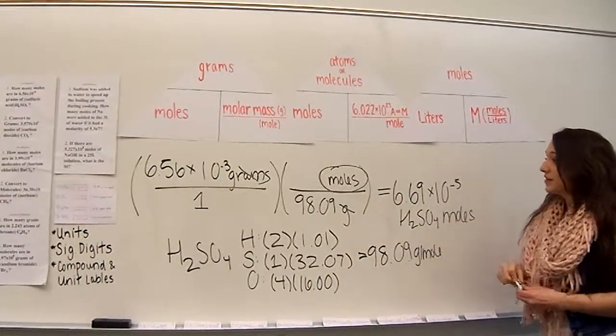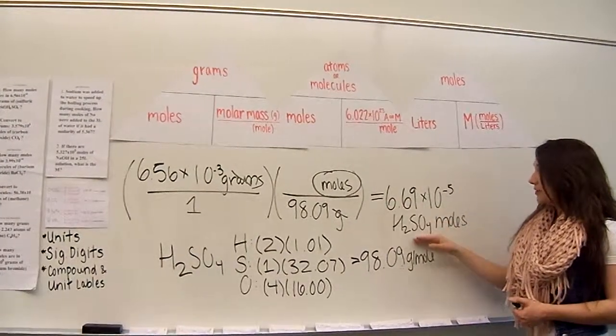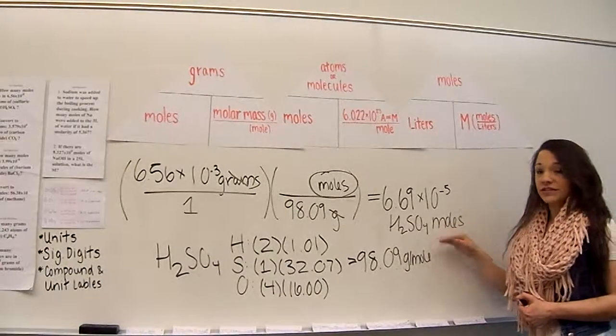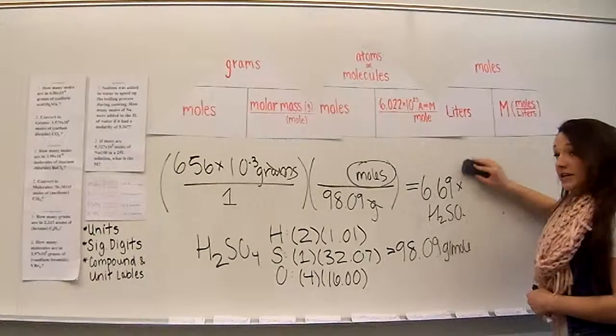My final answer has 3 significant digits because my given had 3. I also have the compound and the unit labeled within my final answer. We will now move on to the second problem.